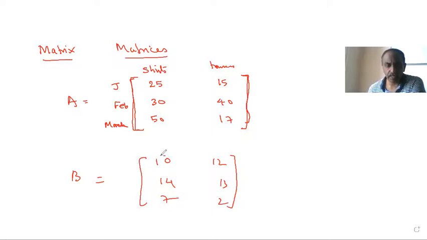Naturally, it is the number of shirts sold in the month of Jan. This position will always stand for the number of trousers sold in the month of January. 14 stands for the number of shirts sold in the month of February, etc. So every position that you see in this matrix corresponds to some meaning.